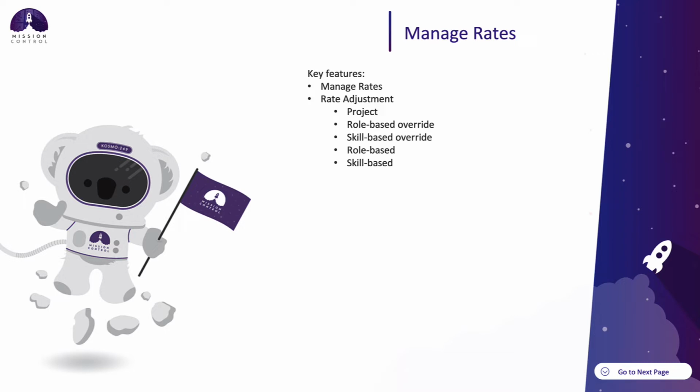So there are 5 different scenarios that we have. The first 3, which are the project, the role-based override, and the skill-based override, you need to access from the manage rates page on the project record. For the first one, project, this scenario will occur when you're using the standard billing rate or the standard cost rate, and this would allow you to adjust the rates used on that specific project. For role-based override, this is when you're using role-based billing rate or role-based cost rate, and this would allow you to override the rates for an individual role on a specific project.